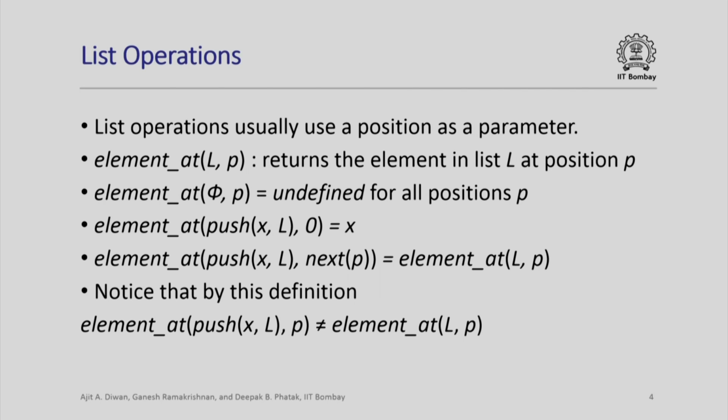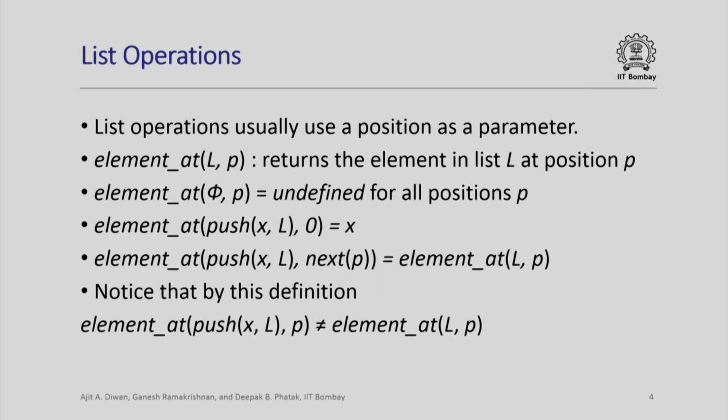So, here is an example of an operation which finds the element in the list L at position P. We call this operation element at. L is a list and P is a position, and this returns the element in the list L which occurs at position P. So, if the list is empty, then there is no element at any position. So, element at phi of P is undefined for all positions P. If the list is non-empty, that is, it is obtained by pushing an element x in some list L, then the element at position 0 is just the element x itself.